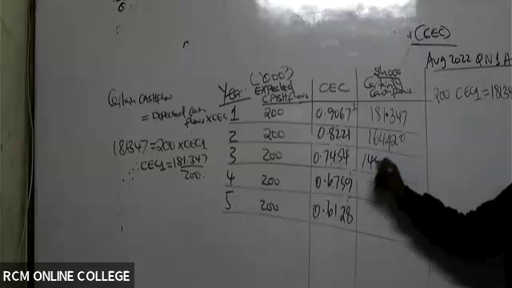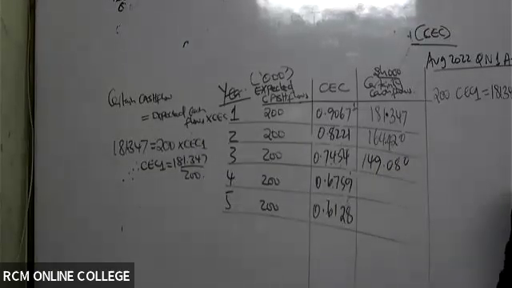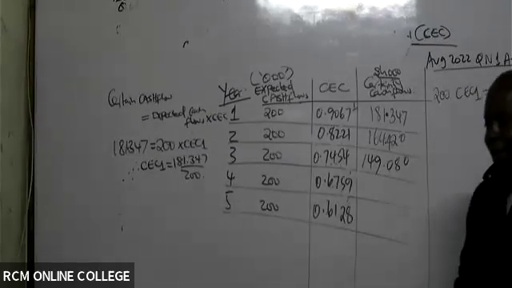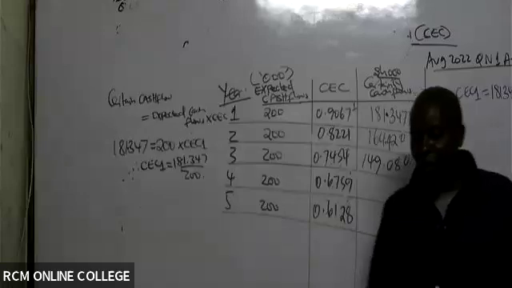149. 0.080, right? Great. Thank you very much. So we move to the next one.